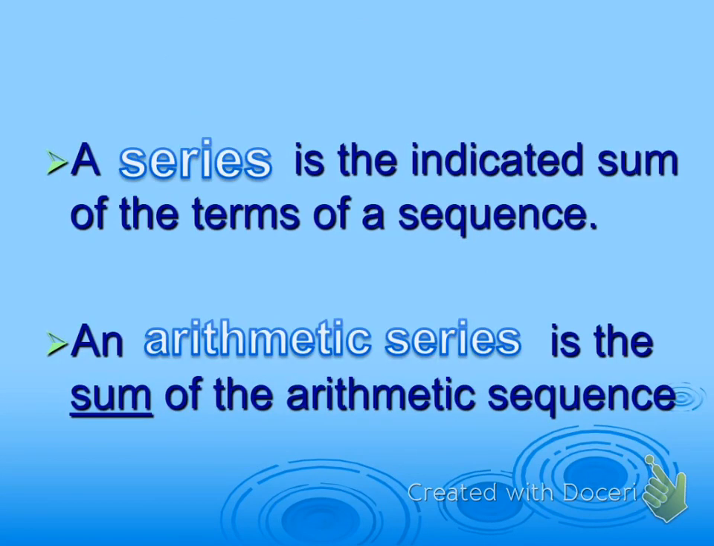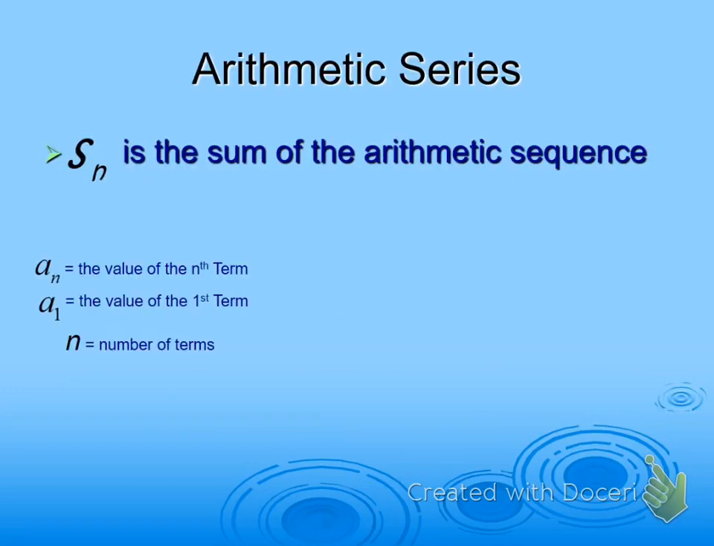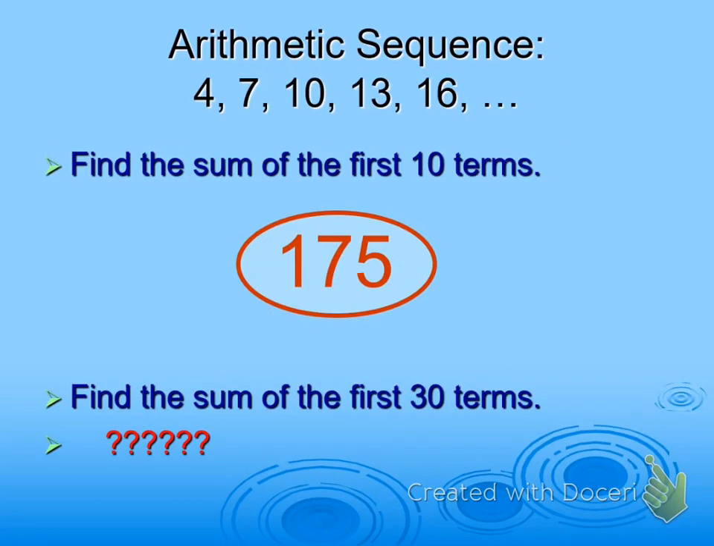A series is the indicated sum of the terms of a sequence. So an arithmetic series is simply the sum of an arithmetic sequence. So if I say what's the arithmetic series of the first 30 terms, you know immediately I'm talking about finding the sum of the first 30 terms of an arithmetic sequence, right? Common sense. Now, back to this problem that we were talking about. Find the sum of the first, instead of 30, let's say 100 terms.